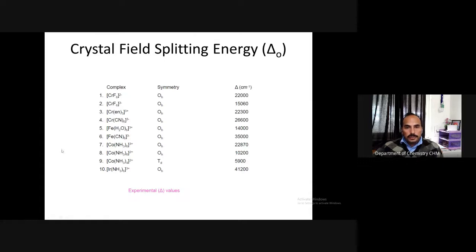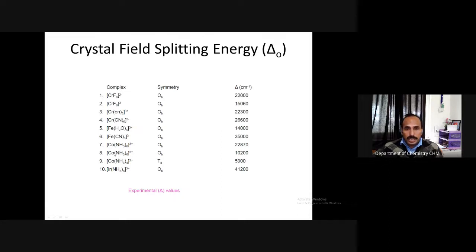Example of cobalt. Cobalt hexamine 3 plus, 22,870. Okay. Sorry, cobalt hexamine 3 plus, 22,870. Cobalt hexamine 2 plus, octahedral, only 10,200. What is the reason? Same ligand, same metal, but the oxidation state is different. Cobalt here is in 2 plus oxidation state.